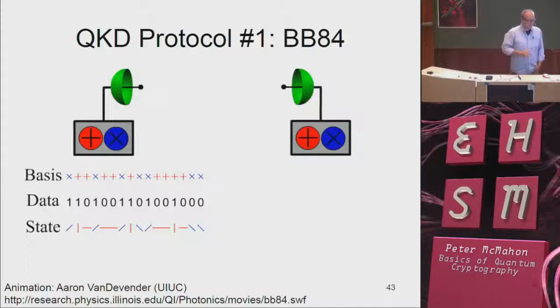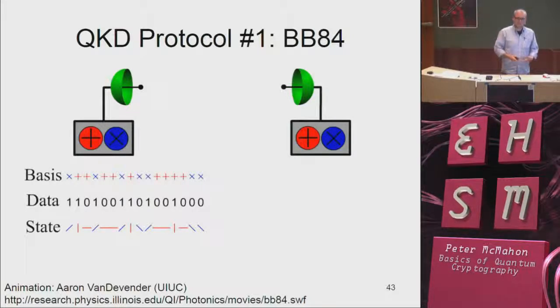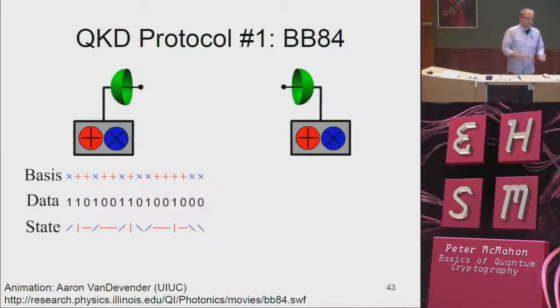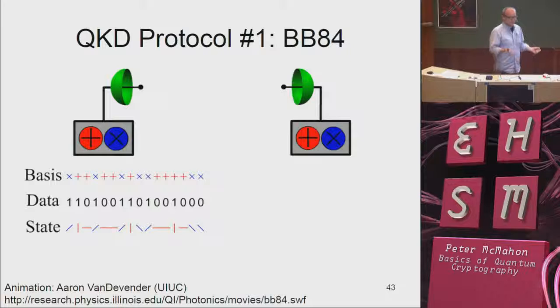So the way the protocol starts is the following. We have a sender, Alice, and a receiver, Bob, and the idea is that we're trying to share a random bit string between these two entities in a way that if an eavesdropper is eavesdropping on the channel, we can detect it. So at the end of the protocol, what we want is that Alice and Bob should share some random bit string.